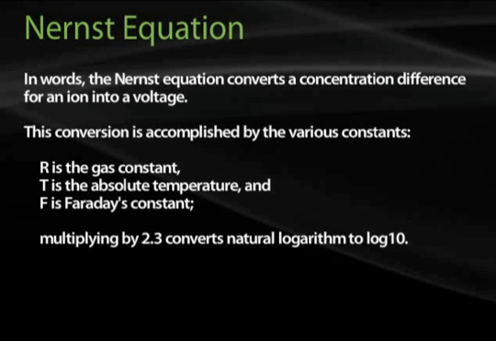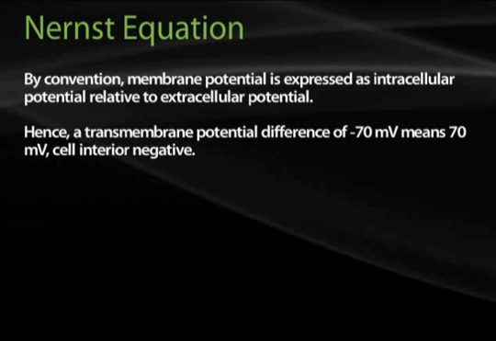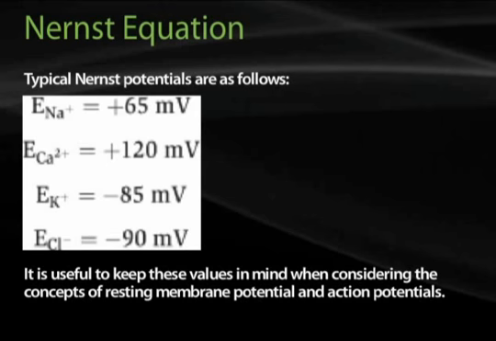In words, the Nernst equation converts a concentration difference for an ion into a voltage. This conversion is accompanied by the various constants. R is the gas constant, T is absolute temperature, and F is Faraday's constant. Multiplying by 2.3 converts the natural log to log base 10. By convention, membrane potential is expressed as the intracellular potential relative to the extracellular potential. Hence, a transmembrane potential difference of negative 70 millivolts means 70 millivolts cell interior negative.